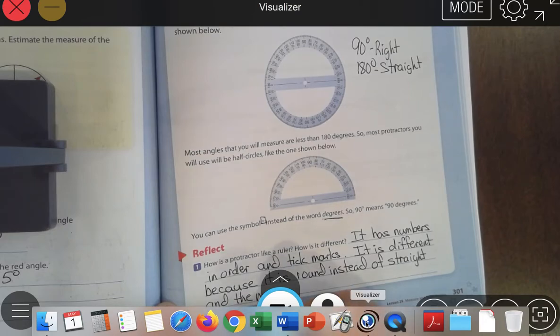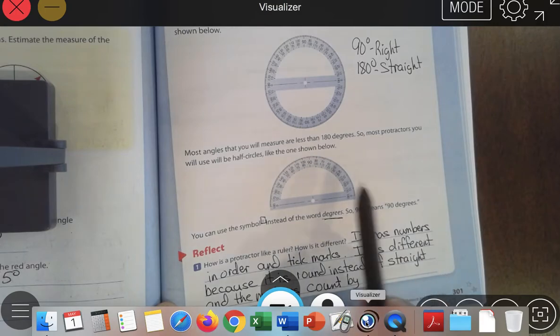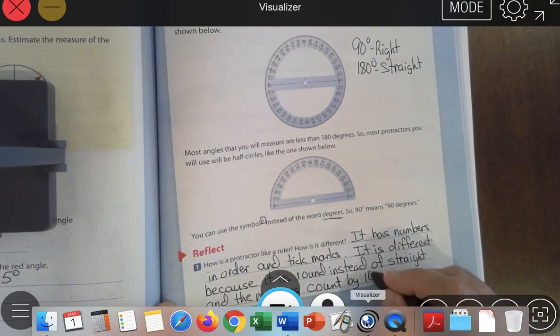Numbers count by tens. If you look, 70, 80, where you have 100, 110, they're in tens. Count by tens instead of ones.